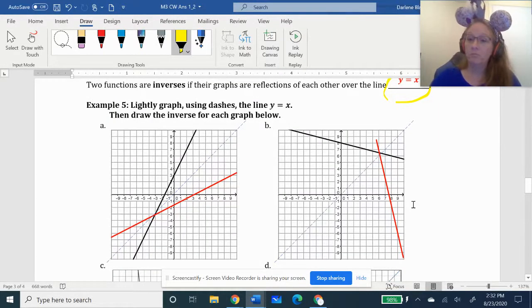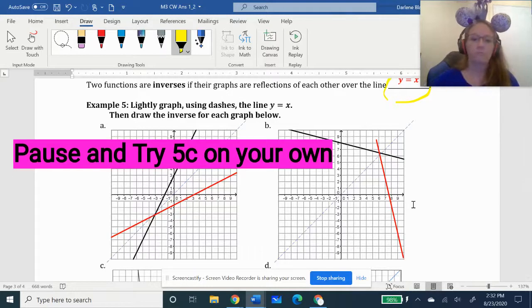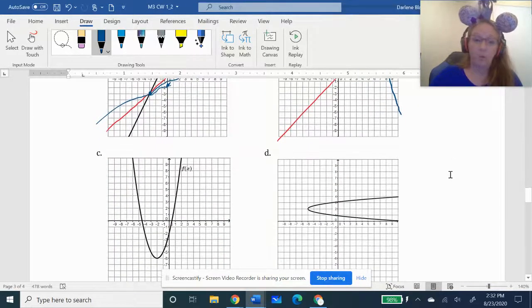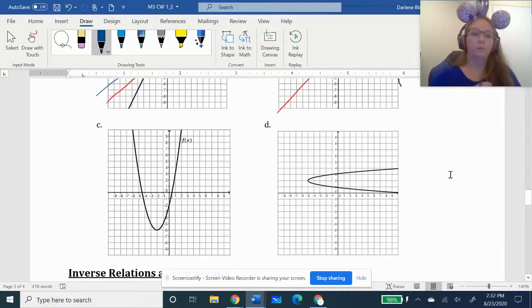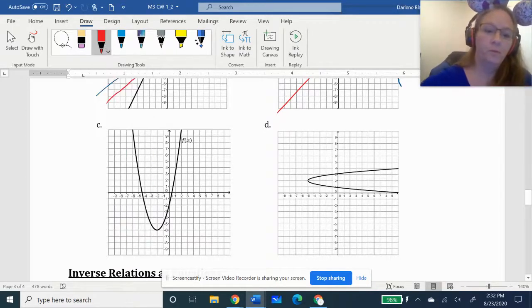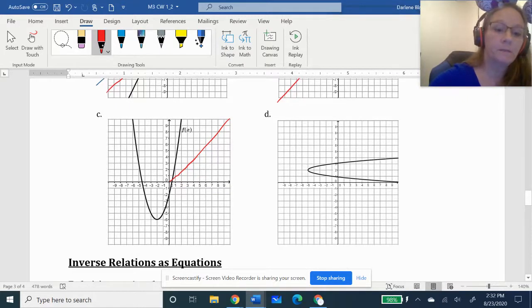Now, see if you can do C and D on your own. Pause the video, try it. All right, if you're having trouble, I'll talk you through it. So let's start with draw the line y equals x. I don't expect it to be perfect. I'm having trouble even drawing it perfect myself.